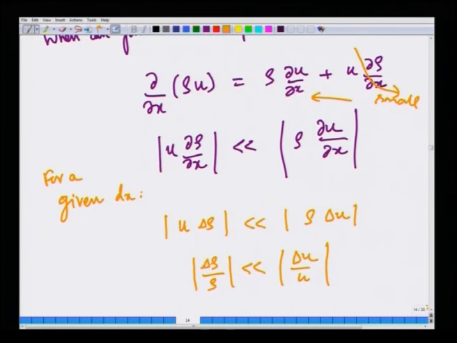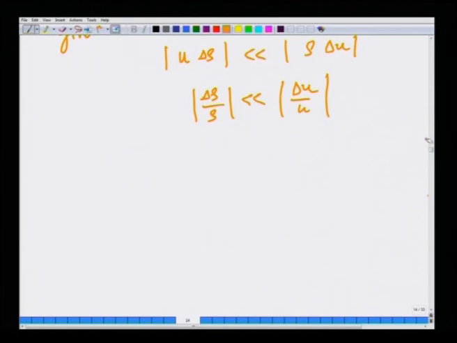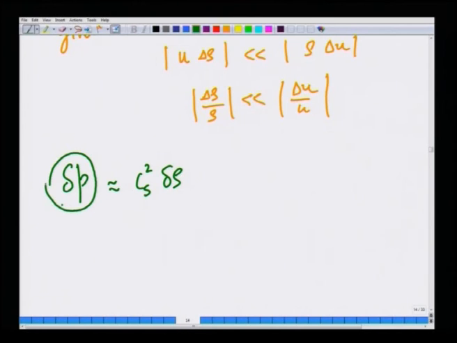Okay. So, now we can estimate del rho by rho using thermodynamics. In thermodynamics, it turns out that delta P, the pressure difference, is approximately the speed of sound squared times the density difference. So, if there is a pressure difference, the corresponding density difference will be given by speed of sound squared.